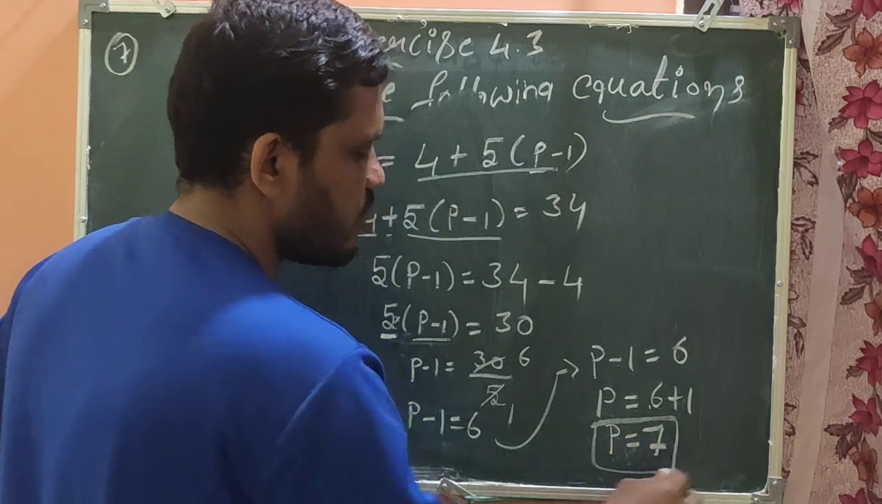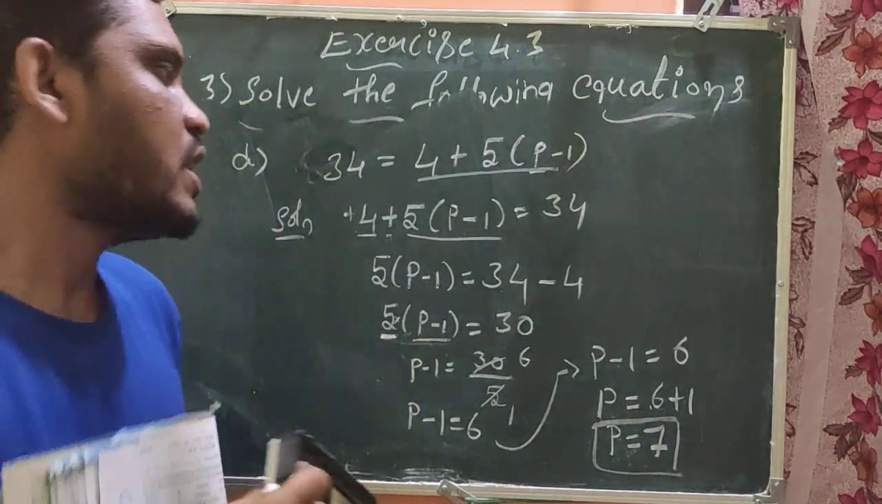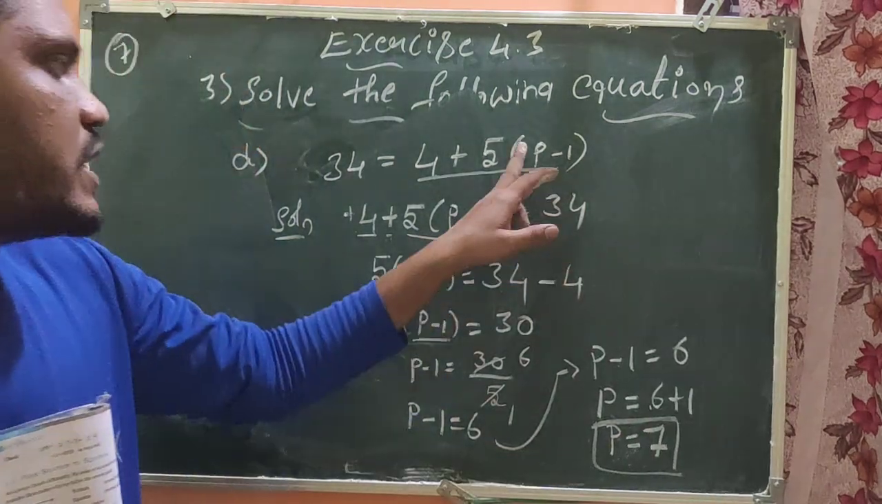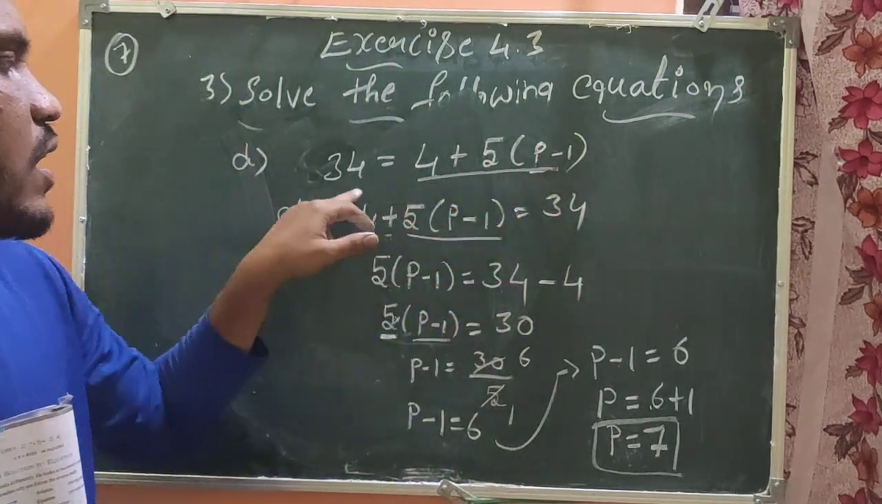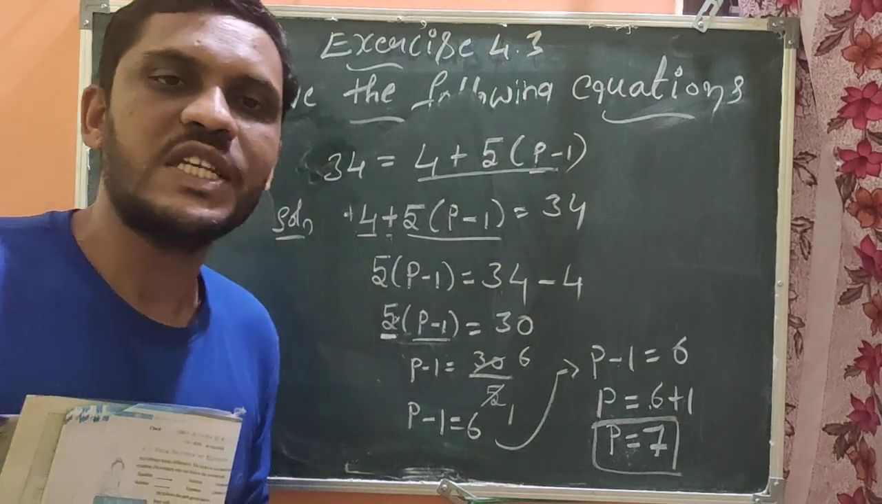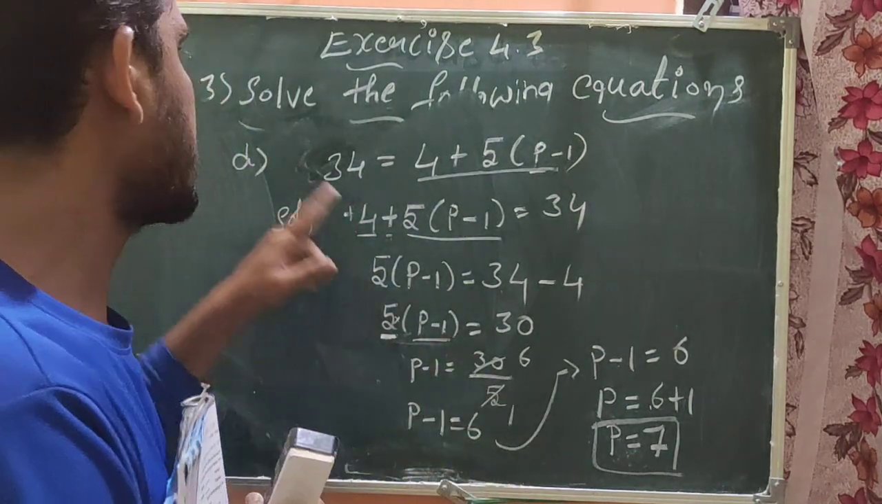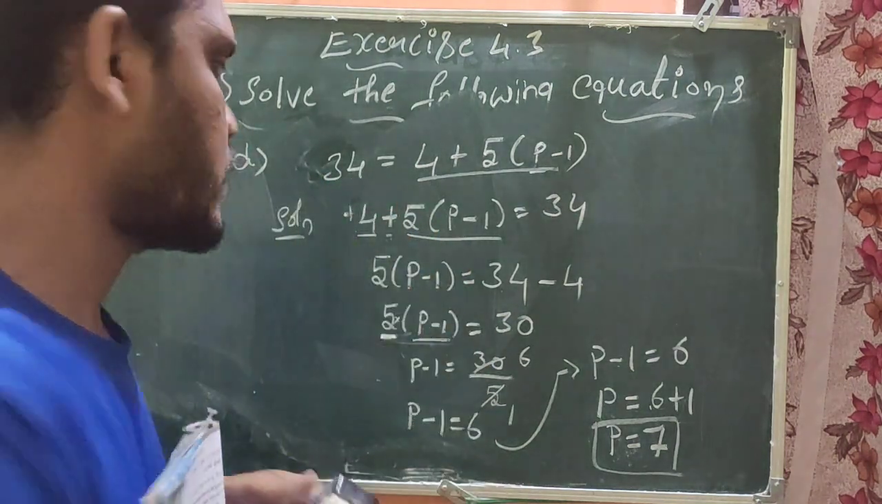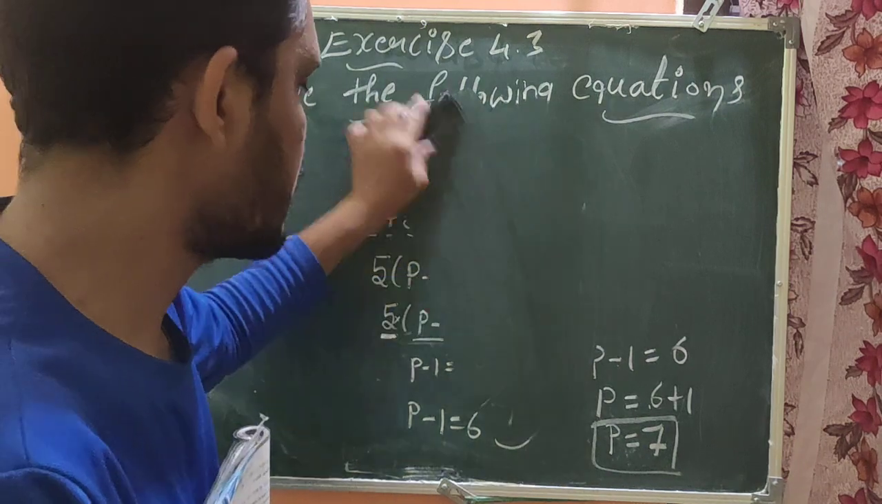So what is the meaning of this? Very simple. If you substitute the value P is equal to 7, you get 34 as the answer. Okay, so I will give two examples for each one, the second one and third one. You should try that one. Okay, yes.